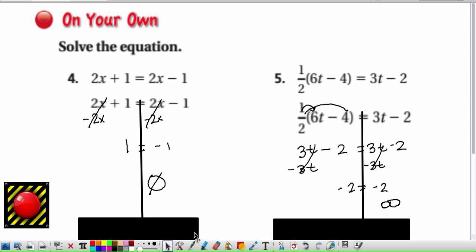Now make sure whenever you're working these problems that you don't leave your final answer as 1 equals negative 1. Make sure you put no solution as your final answer. Same thing on this one. Even though negative 2 equals negative 2 is a true statement, you want to go ahead and put your final answer as infinitely many solutions.